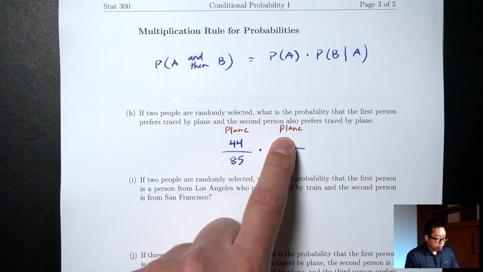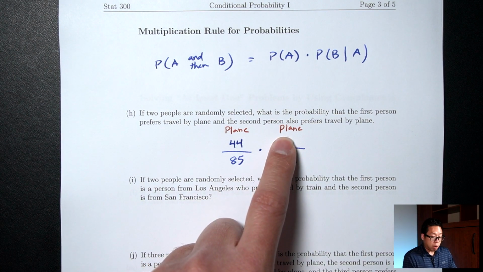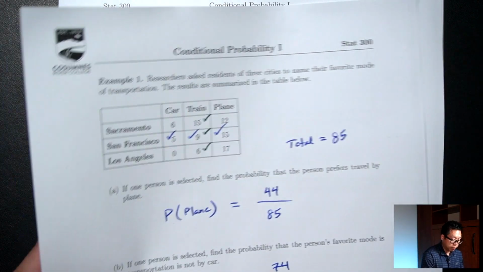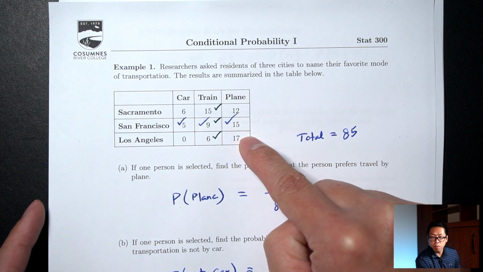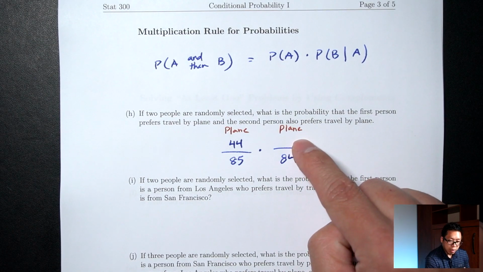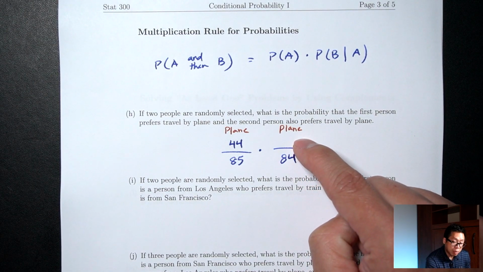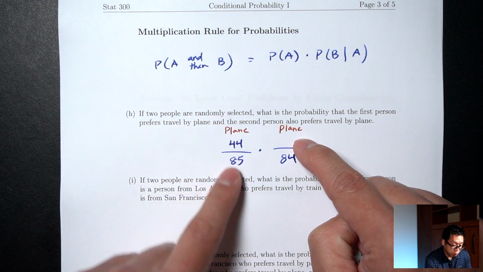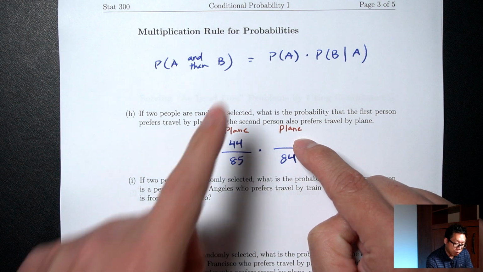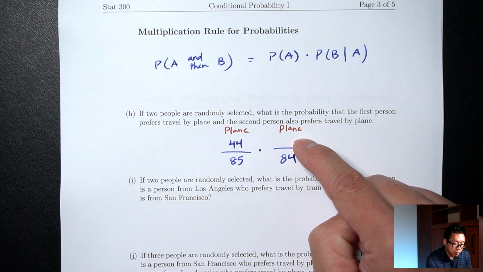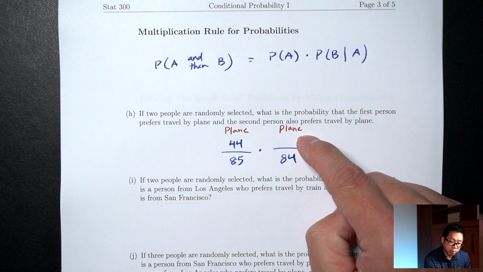Now, I want the second person to also be plane. So plane would be 12, 15, 17. Again, we said that was 44. And then we have to ask ourselves, have we used any plane people yet? And the answer is yes, right? That first person was the plane person, which means I have to reduce by 1 because I already used one plane person already. So I don't have the full 44 anymore here. I'm down by 1 to 43.